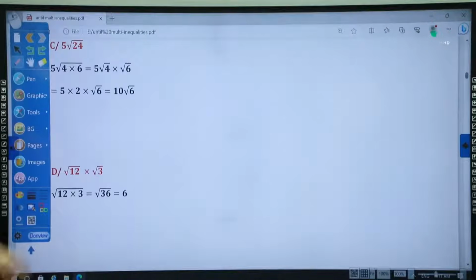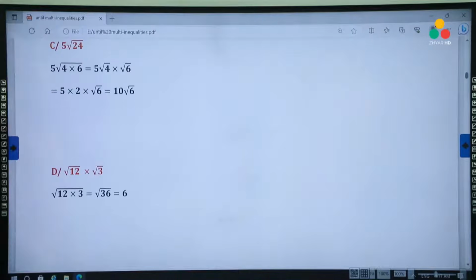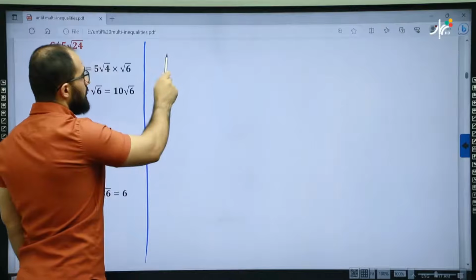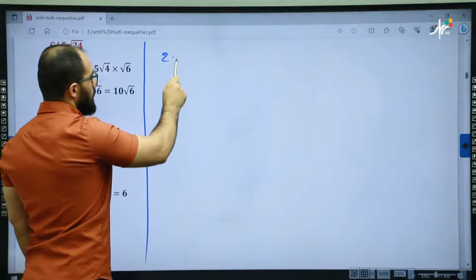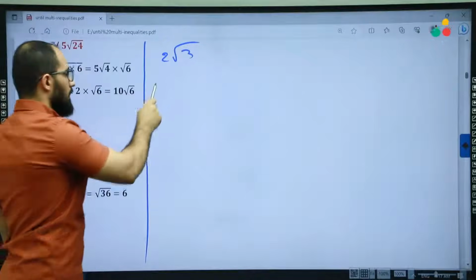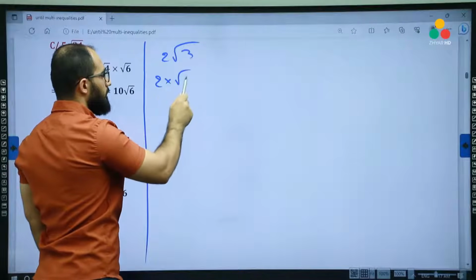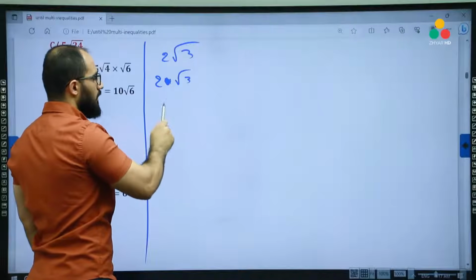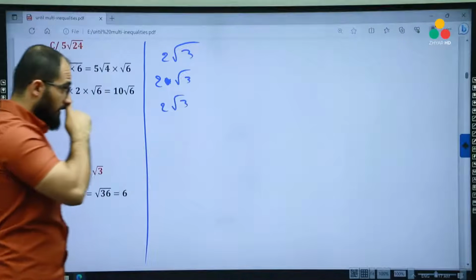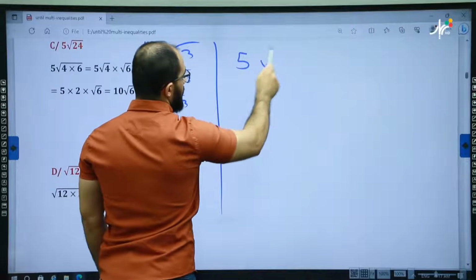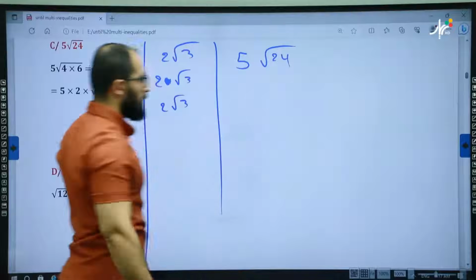C, 5 times square root of 24. There's an important note. You have to know that when you have, let's say, 2 square root 3, it means 2 times square root 3. We have removed the multiplication sign, then it became 2 square root of 3. So right now, here we have 5 times square root of 24.